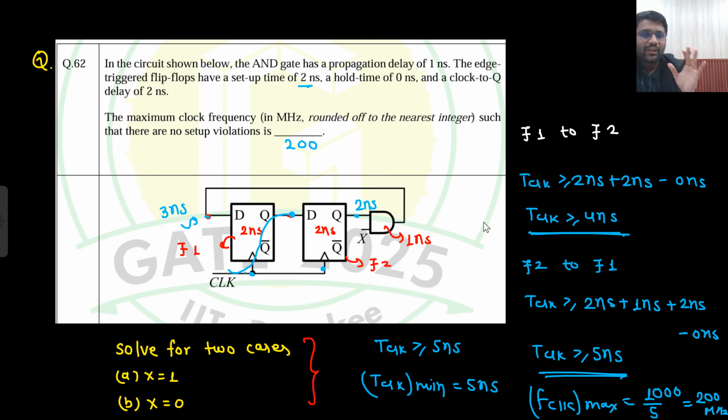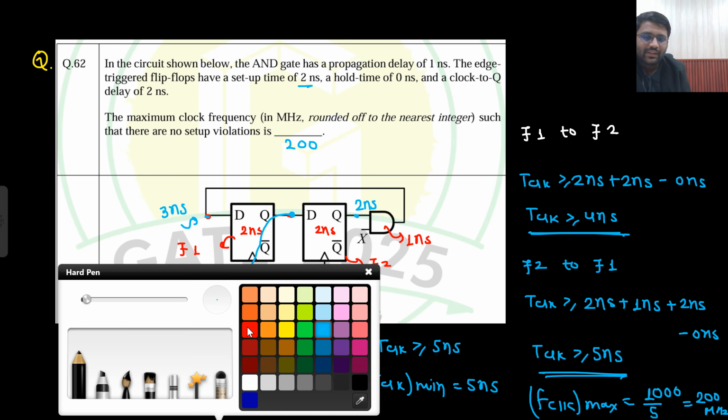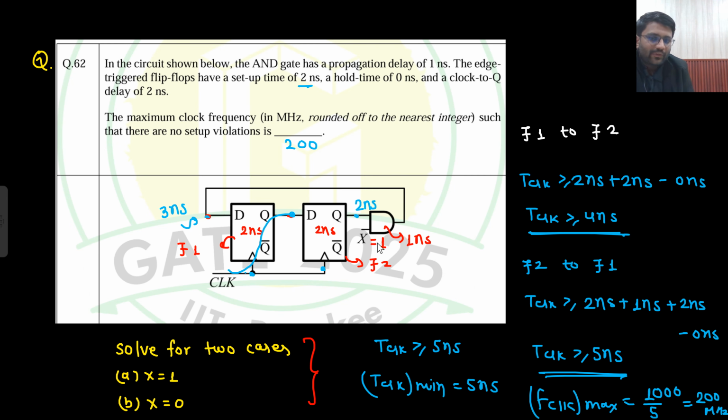Job done. But what if in this problem x was 1? If x was 1, if one of the inputs of an AND gate is 1, can you surely tell what will be the output? No. It will depend on this particular input. Are you able to understand this point? If x was 1, then again this output is unpredictable. It could be 1 as well, it could be 0 as well. I don't know about it. If x was 1, then I don't know about this output.